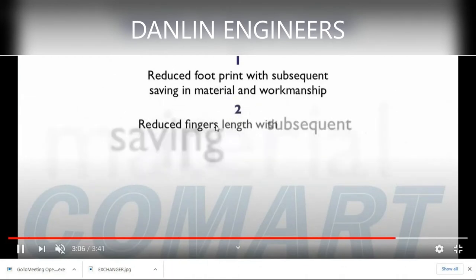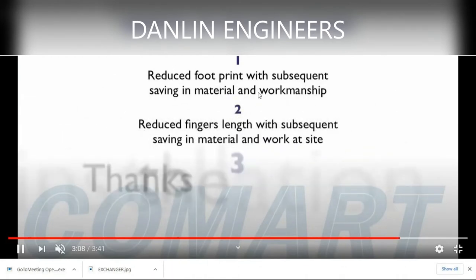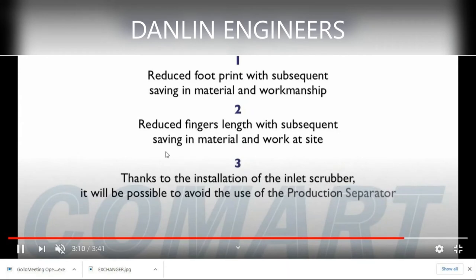This is the thing: reduce the footprint with a subsequent saving in material and workmanship, reduce the finger length with a saving in material and insulation. This will make it possible to avoid the use of the production separator. So if you are using this slug catcher, we can avoid the production separator, like they mentioned. That is the statement you are telling, right?